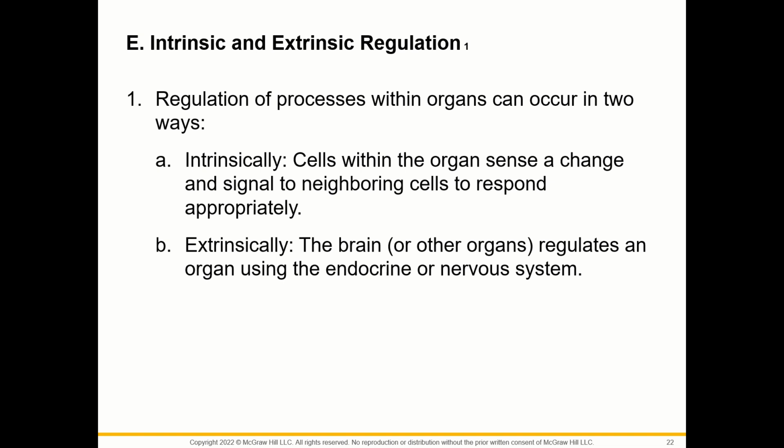The regulation of homeostatic processes within organs can occur in two ways: intrinsic and extrinsic regulation. In intrinsic regulation, cells within the organ sense a change and signal to neighboring cells to respond appropriately. In extrinsic regulation, the brain or other organs regulate an organ using the endocrine or nervous system.